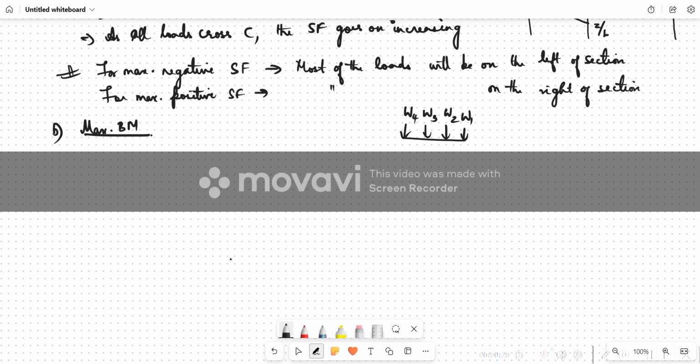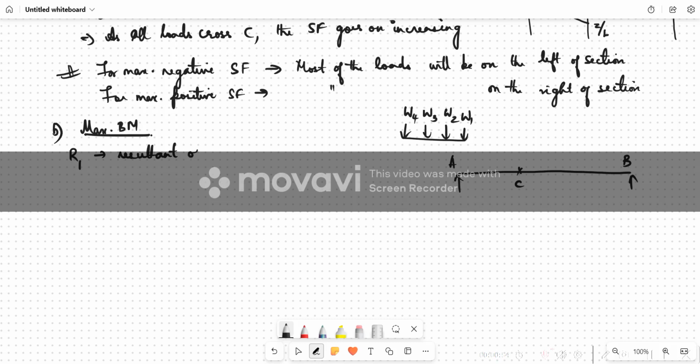depending on their magnitude and the distance with which they are spaced. So you have to find the resultant of that, because that resultant when it acts on section C is going to give you a maximum bending moment. Okay, so that is our next case where we are going to calculate what is the maximum bending moment at C. So let us assume that R1 is the resultant.